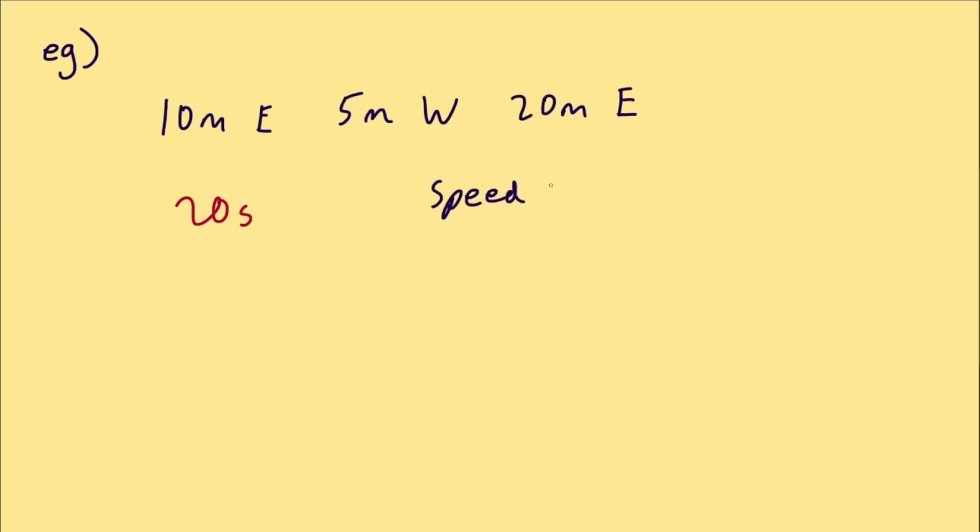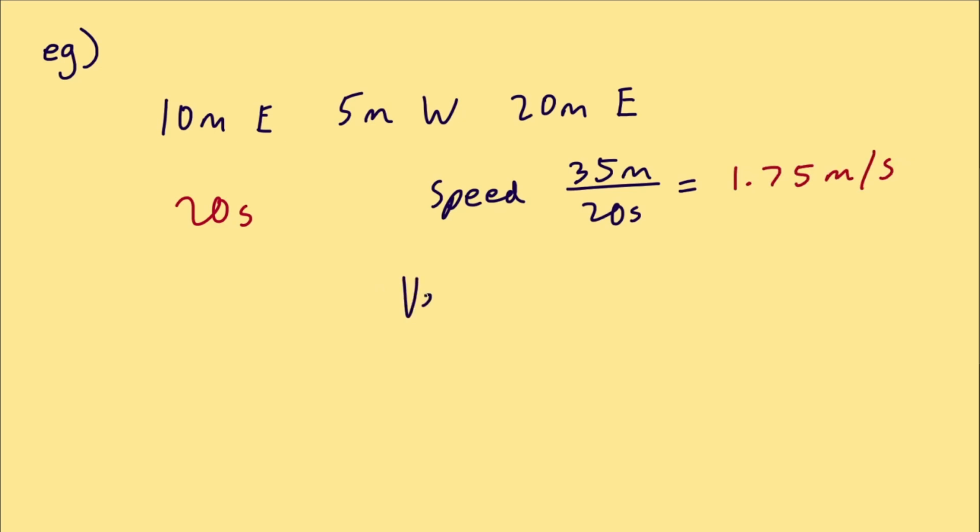Let's take an example from the last lesson in this playlist, which if you didn't watch, it's okay, you can still follow along. You walk 10 meters east, you walked 5 meters west, and then you walk 20 meters east again. Let's say this journey took 20 seconds. The speed would be the total distance over time. So speed would be 35 meters over 20 seconds, which is 1.75 meters per second.